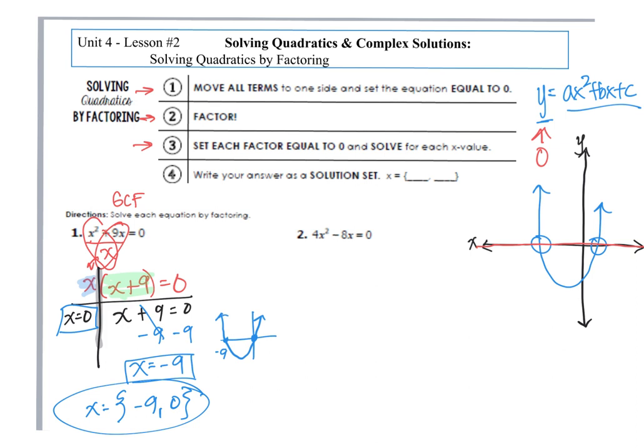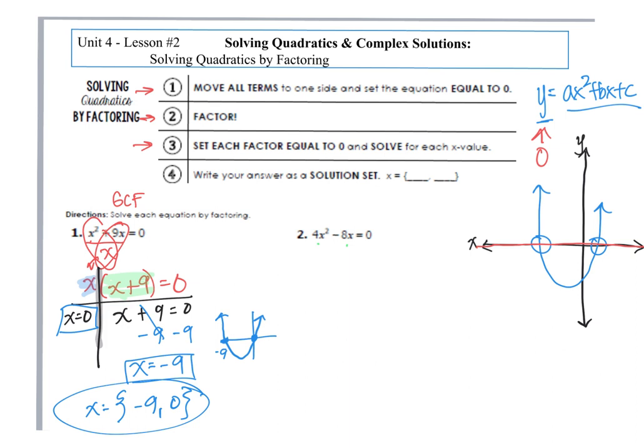Okay, rough sketch. So two places where it would cross the x-axis. Okay, looking at number 2, we have 4x squared minus 8x equals 0. So again, step 1 is done. This is already set equal to 0. Now we need to factor. Again, there's only 2 terms.